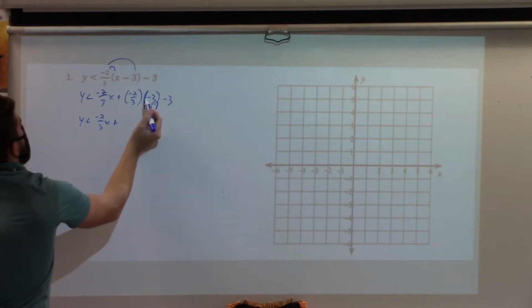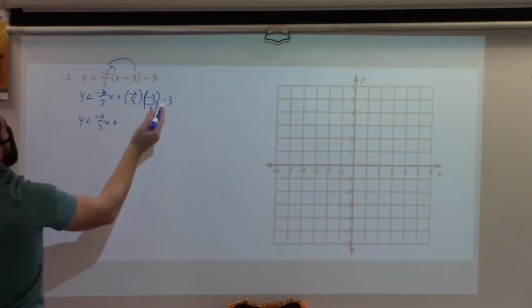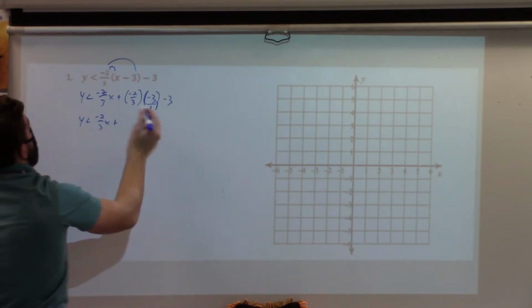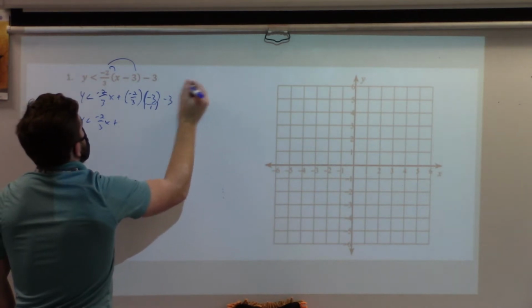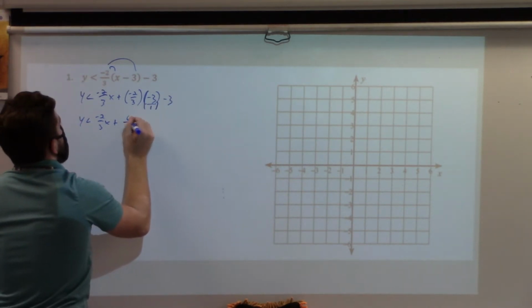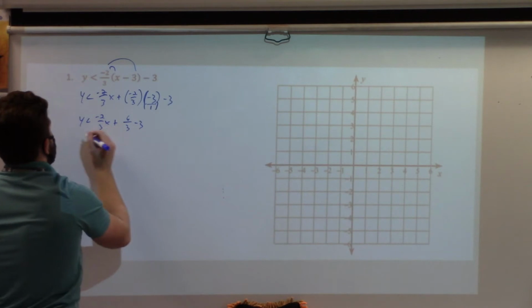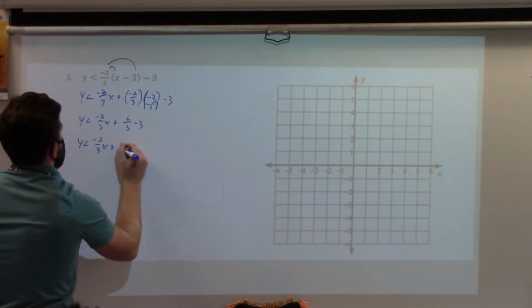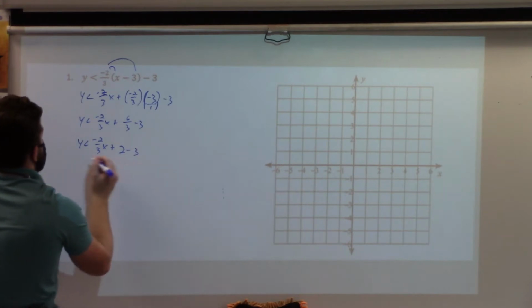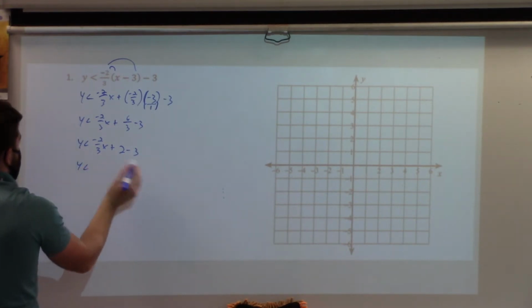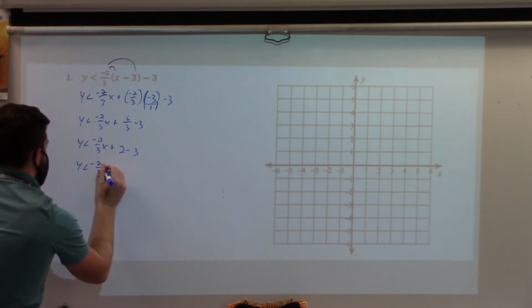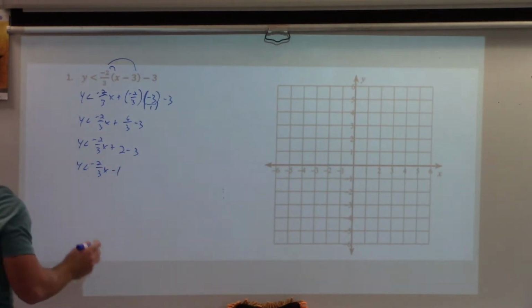So there are two separate ways to do this. I know that you can cancel out these 3s, or you can multiply it out and that would get you 6 divided by 3. What is 6 divided by 3? 2. So plus 2 minus 3. Now, how can we further simplify that? What's 2 minus 3? Negative 1. Okay, so now we have that.